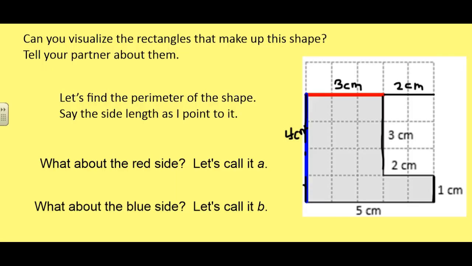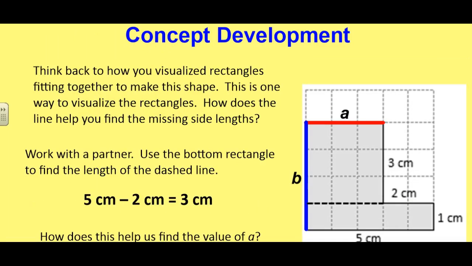So now we know every side length. We've got 3 centimeters here, 4 centimeters here, 5 centimeters here, 1 centimeter, 2 centimeters, and 3 centimeters. So now we know all of the side lengths for this figure that's on the screen. So now we're going to work to find the area.